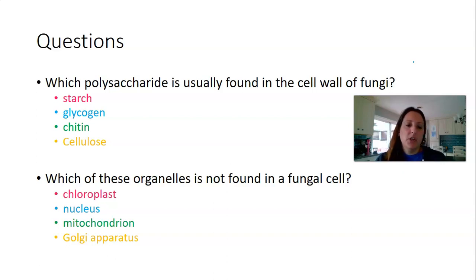The next question: which of these organelles is not found in a fungal cell? Chloroplasts, nucleus, mitochondria, or the Golgi? So hopefully you answered chloroplasts, right? Fungi are not autotrophic. They do not do photosynthesis. They do not contain chloroplasts.